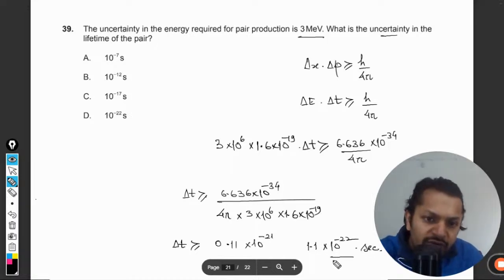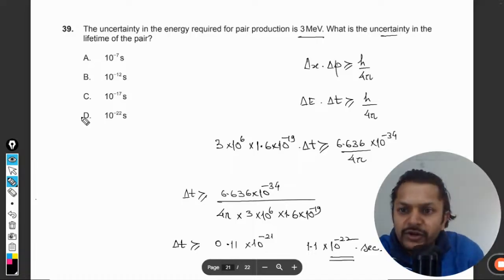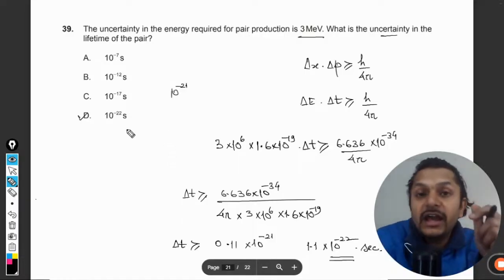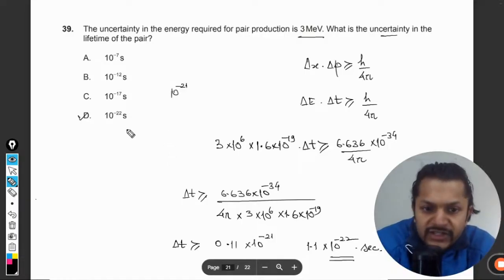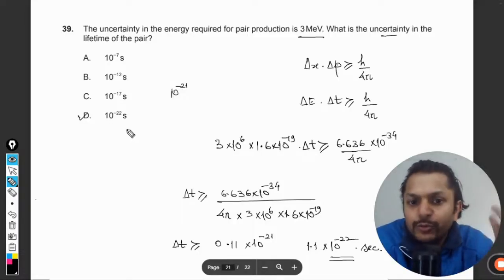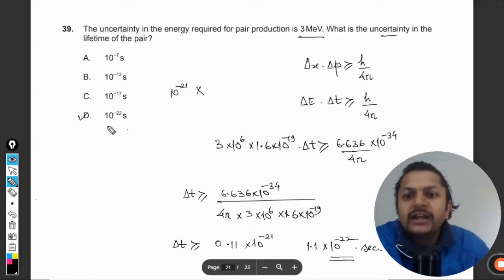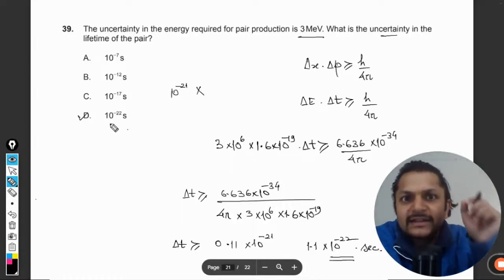So the order will be given as 10 raised to power negative 22, hence the answer will be D. If the option was given as 10 raised to power negative 21, even then the answer will be D. Because of this concept, the possibility is that you would go with 10 raised to power negative 21 by mistake, but that will be wrong. 10 raised to power 22 will be the correct answer.